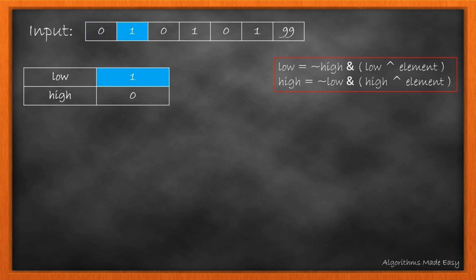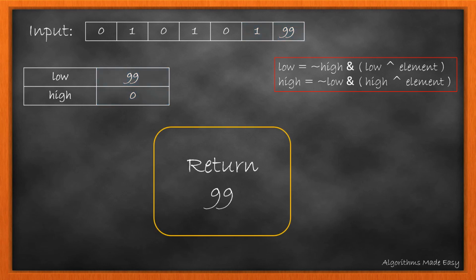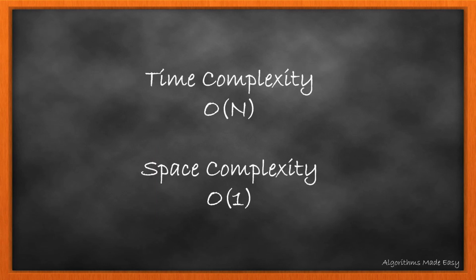Now input is 1 and it has occurred only once, so we update low. Now again 0, so no change. We have 1 again, so we update low to 0 and high to 1. Now no change. Now 1 comes the third time, so we update high to 0. 99 comes, so we update low. As we have reached the end, we return low. The time complexity is O of n and the space is O of 1.